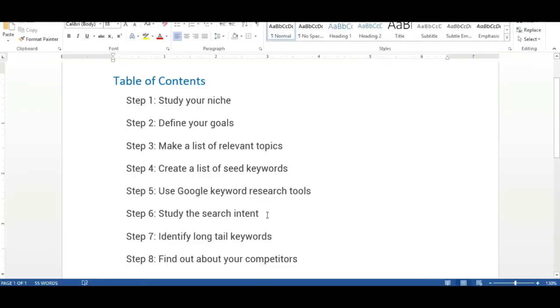So step number 6, I am going to study the search intent, and I am going to give you the exact idea of how you identify the search intent of your keywords, right? So in step number 7 we are going to talk about identifying long tail keywords, because long tail keywords are the heart of keyword research. So in the last step, step number 8, find out about your competitors. This is the most important factor when you are doing keyword research.